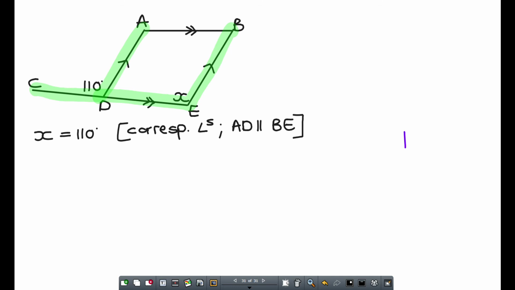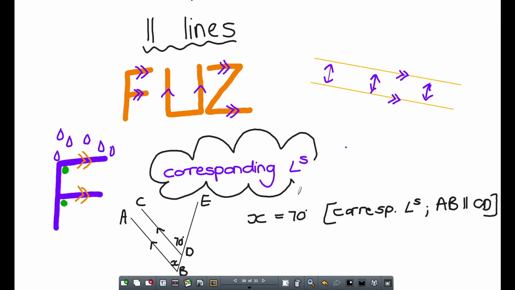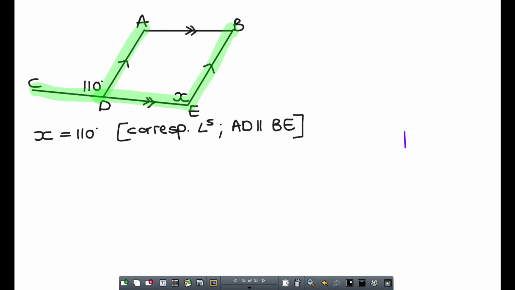Yeah, the one that we just did, the F is corresponding angles. Didn't I write corresponding angles at the F? Yeah, we did. There we go. Corresponding angles. We're now going to do alternate angles.